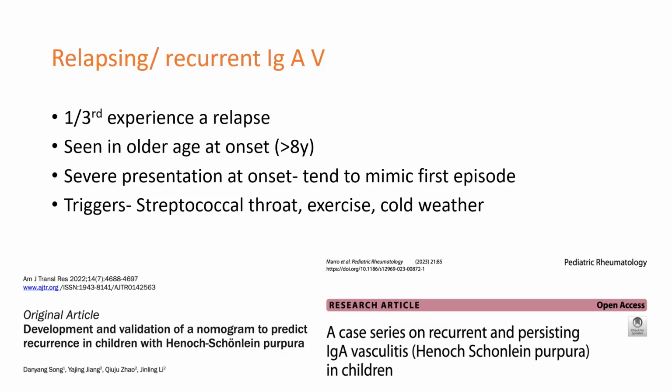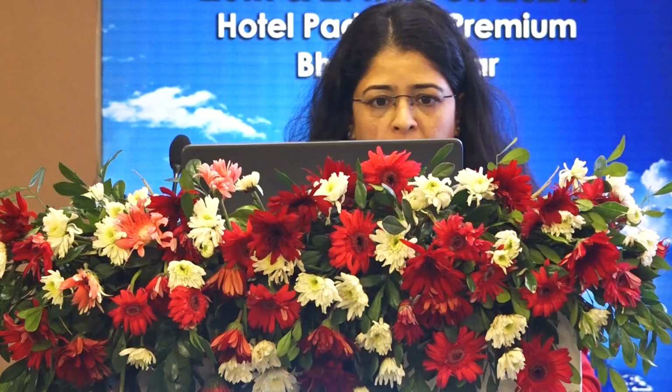Now, about 1/3 of these patients, in spite of being treated well, may have a relapsing course. The relapsing or recurrent disease is most commonly seen in older age at onset, notably after 8 years, and if they had a very severe presentation earlier. So the children who had presented with severe GI involvement or severe renal involvement tend to have a recurrent or relapsing course. And most of the times the relapse could be preceded by an upper respiratory infection, notably streptococcal.